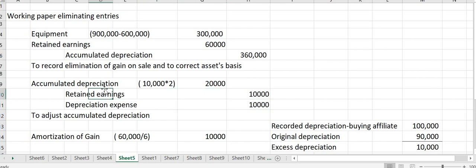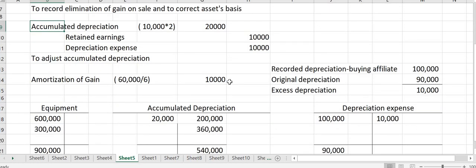So, there is no non-controlling interest since it's a downstream transaction. So, non-controlling interest will not be affected. And then, we'll credit depreciation expense for 10,000. So, again, we'll debit accumulated depreciation for 10,000 times 2 since it's 10,000 amortization of gain every year. It's actually the second year, so we have 20,000. We'll credit retained earnings for the excess depreciation for the previous years and then depreciation expense for the current year.